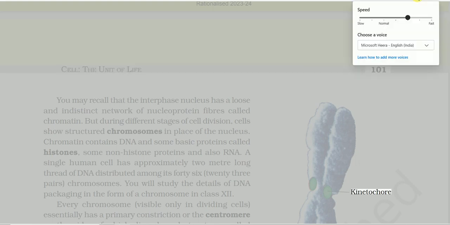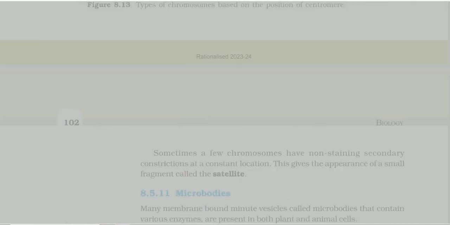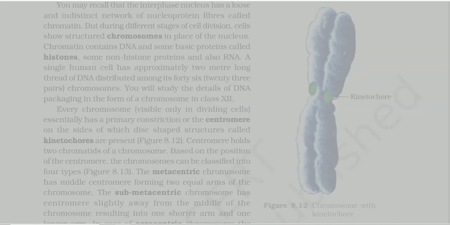Figure 8.12 Chromosome with kinetochore. Figure 8.13 Types of chromosomes based on the position of centromere. You may recall that the interphase nucleus has a loose and indistinct network of nucleoprotein fibres called chromatin. But during different stages of cell division, cells show structured chromosomes in place of the nucleus.